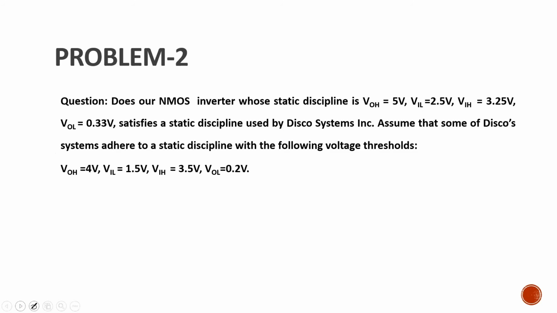Problem 2. You read this question, guys. Does our NMOS inverter, whose static discipline is VOH, VIL, VIH, VOL, satisfy this static discipline used by the DISCO systems? See, the system is very important. With respect to the system only, we need to work on it. Assume that system's static discipline is VOH 4 volts, VIL 1.5 volts, VIH 3.5 volts, VOL 0.2 volts.